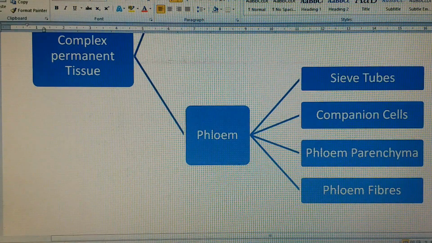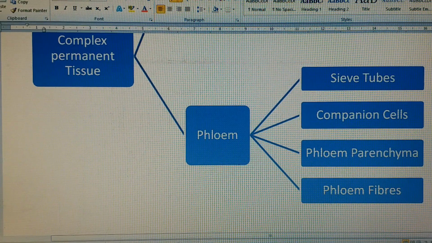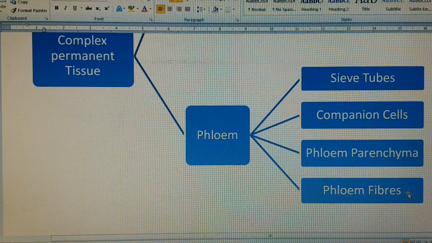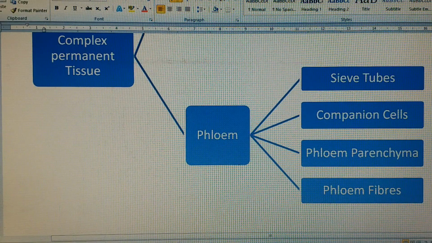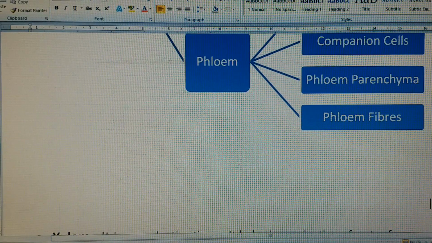And the next complex tissue is phloem. Phloem is made up of sieve tubes, companion cells, phloem parenchyma and phloem fiber. Sieve tubes, companion cells and phloem parenchyma are all living cells, whereas the phloem fibers are non-living. The example of phloem fiber is the bast fiber of which plant? The jute plant. Bast fiber of jute plant.